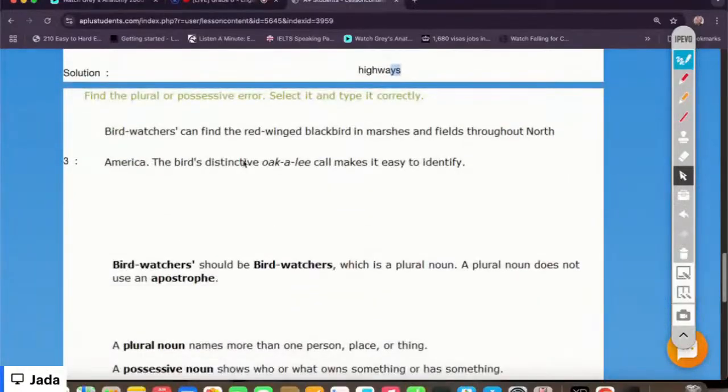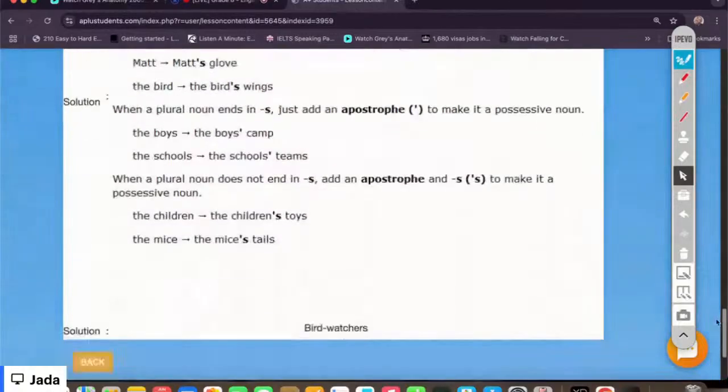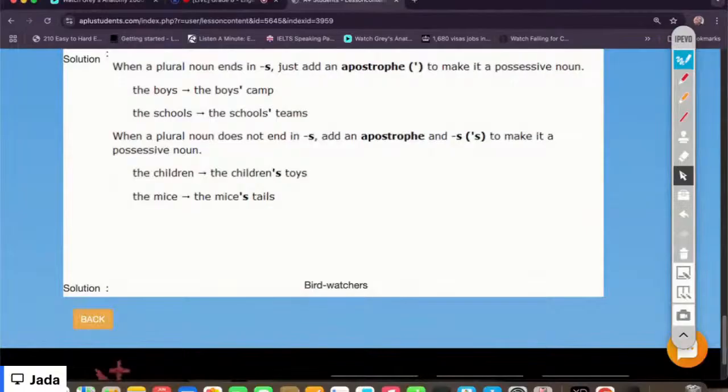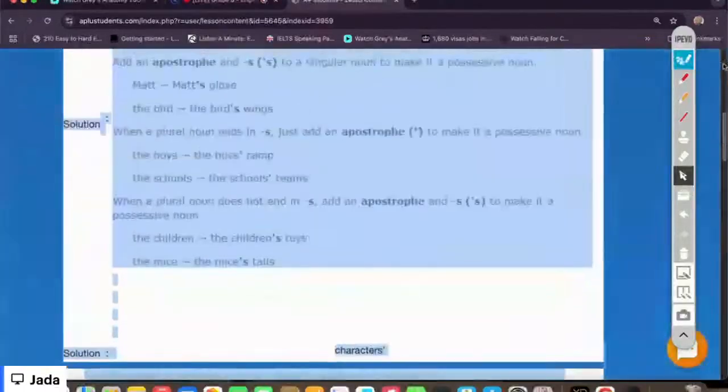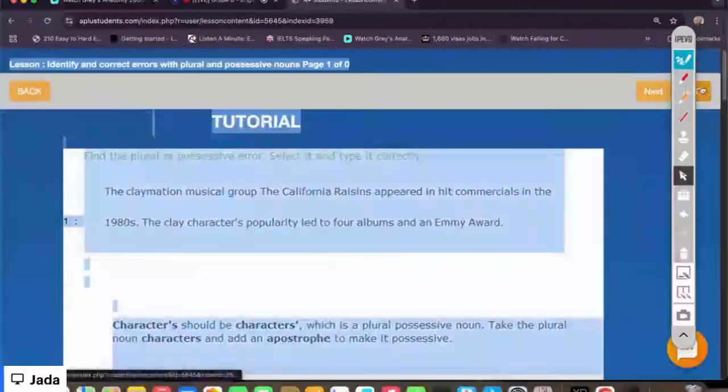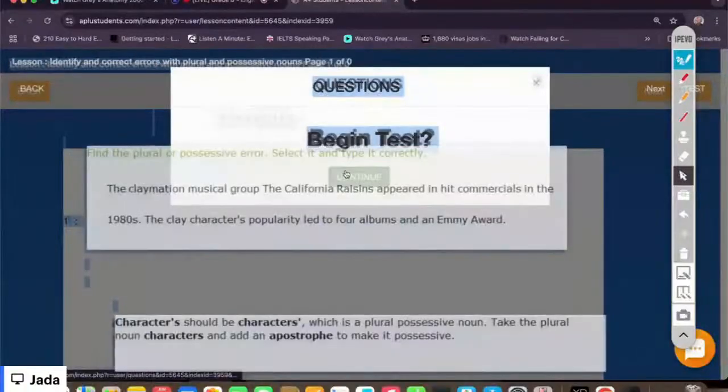So we have, bird watchers can find the red-winged blackbird in marshes and fields throughout North America. The bird's distinctive oak alley call makes it easy to identify. So what's the error here? Bird watchers. So you don't need to make it possessive. Okay? So moving on to the test, you can share your answers with me.